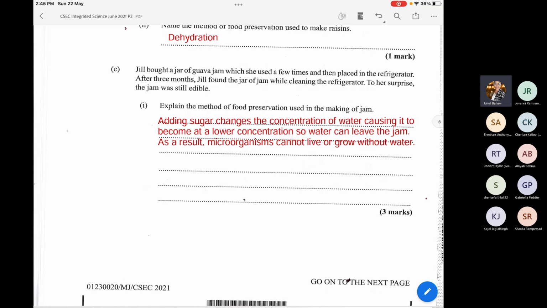Now remember with jam, you're adding a lot of sugar. So when you add sugar to the guava, that will actually cause the concentration of water to change. So the water will move from a high to a low concentration. So it will leave the guava, it will leave the jam. Water will leave the jam, and as a result, if there's no moisture, no water, microorganisms cannot live or grow. All right.